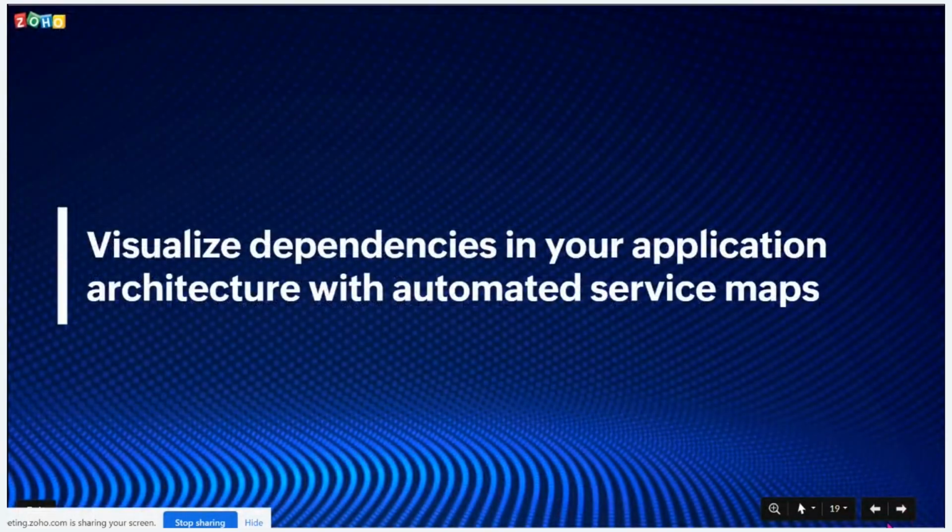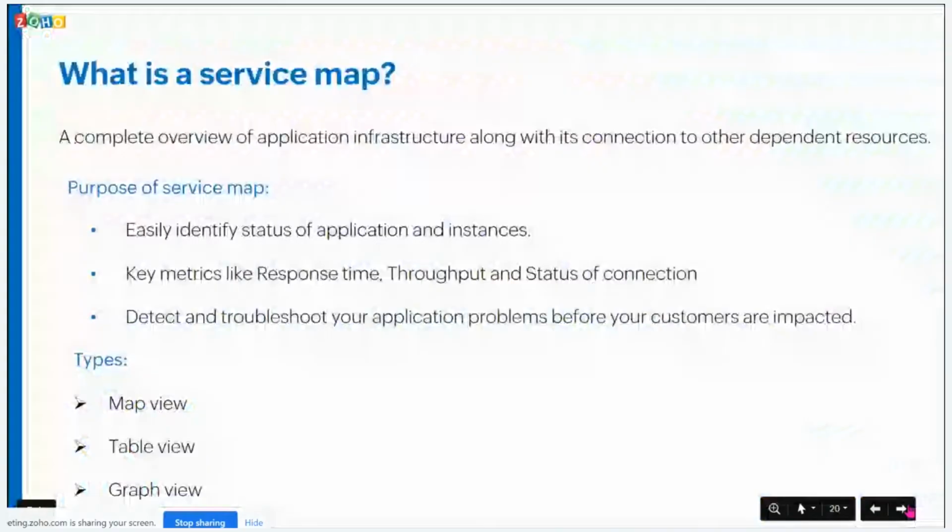Visualizing dependency in your application architecture with automated service map. So what is a service map? A complete overview of the application infrastructure along with the connection to other dependent resources. To explain in detail, for example, your application is linked with another application. It is connected to another database. You can easily see in a service map where exactly the issue is, if the issue is in the application end or if the issue is in the database end.